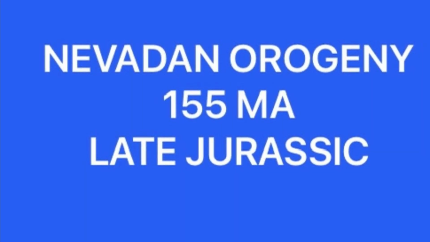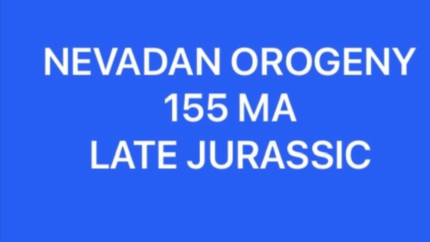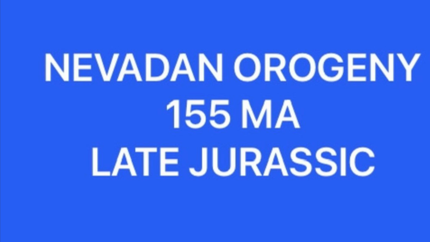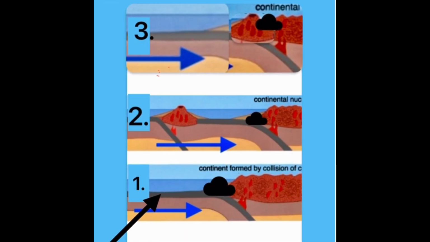And now we come to the main event, the Nevadan Orogeny, which began about 155 million years ago. The first thing that happened was the ancient Pacific Ocean plate subducted beneath the edge of the continent, creating a continental volcanic arc, underlain by huge granite and diorite plutons, the future core of the Sierra Nevada mountains.